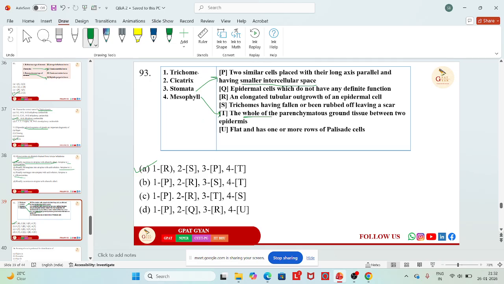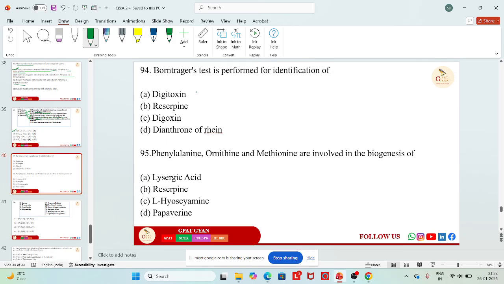Trichome. Trichome is an elongated tubular outgrowth of an epidermal cell. And the cicatrix is actually the injury kind of thing. Trichome having fallen or been rubbed off, leaving a scar. It is the cicatrix. So, option A. Bornträger test is performed for identification of... D will be the correct option. Dianthrone of rhein.